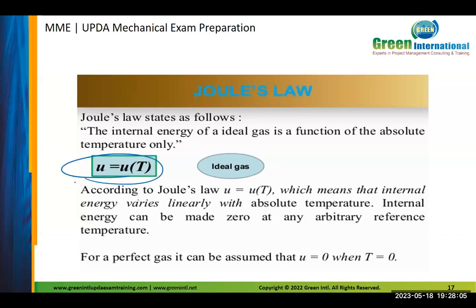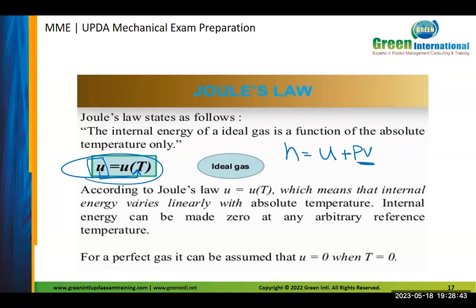Let's see here. This is U, which refers to internal energy. This U is a function of temperature. This is what Joule's law says. But we can add enthalpy, which refers to the total energy. Enthalpy is equal to what? Enthalpy is equal to the internal energy plus PV. This is a part of what?